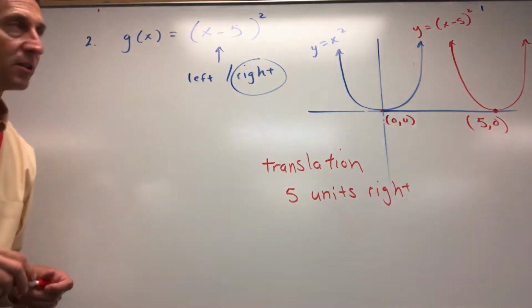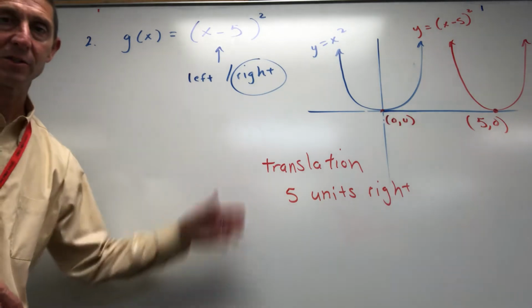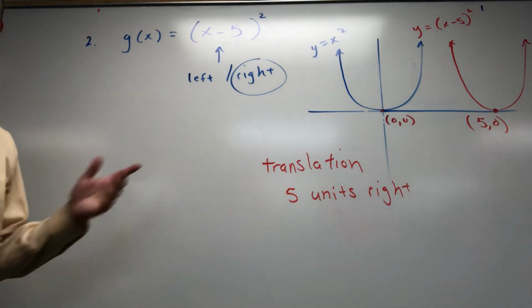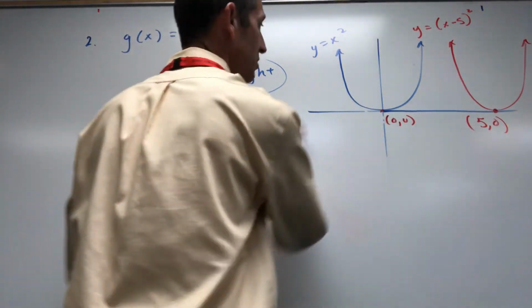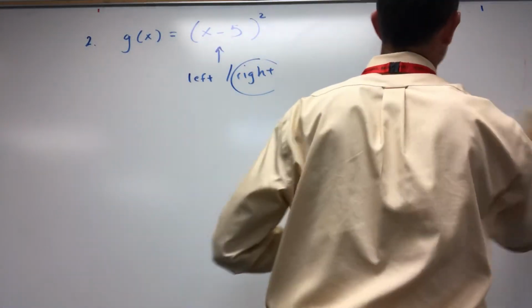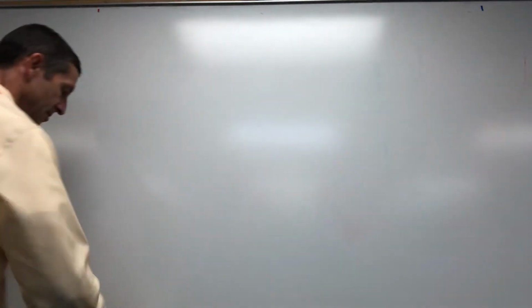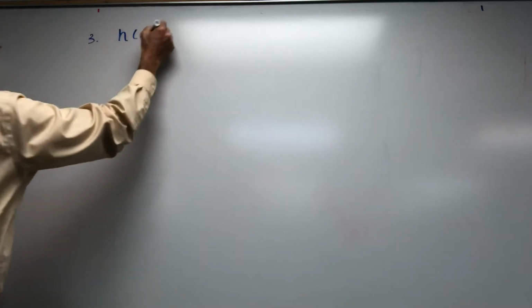So 3 things you got to do. Get both functions on the graph, 1, 2, make sure they're labeled. Third thing is you describe what's going on. It's a translation. Left, right, up, or down. This time we went 5 units right. All right, let's try one more. Let's see what we got for our last one. How about (x plus 7) squared?